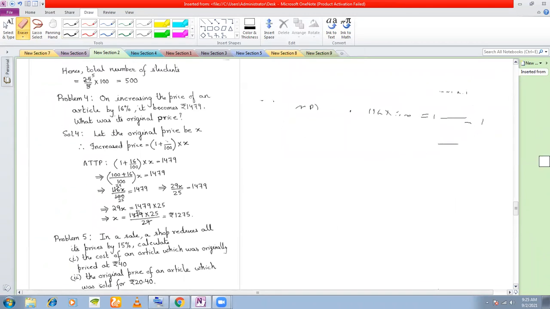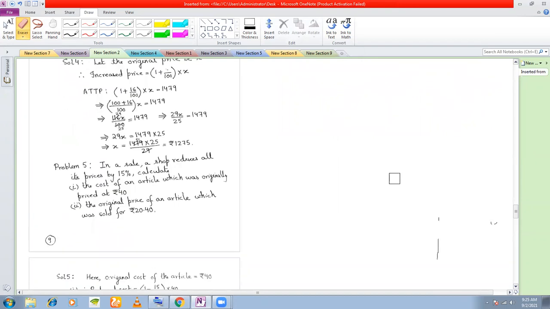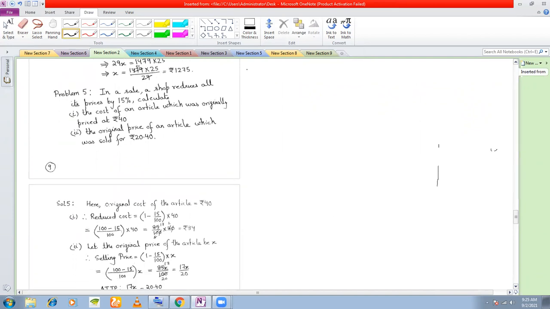But just remember how to calculate the increase and decrease of a quantity. Next problem is problem 5. In a sale, a shop reduces its prices by 15%.